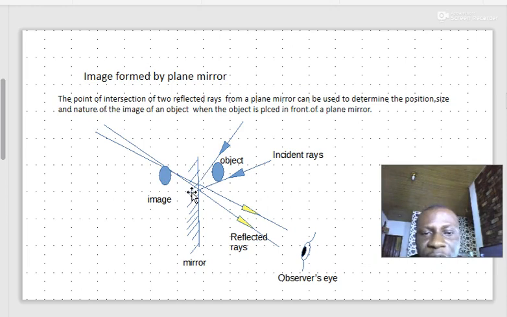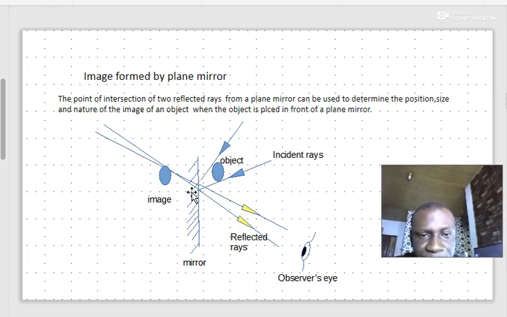The image is always erect, and by erect we mean vertical or upward. We must bear this in mind. The image is virtual, not a real image. Plane mirrors do not form real images.